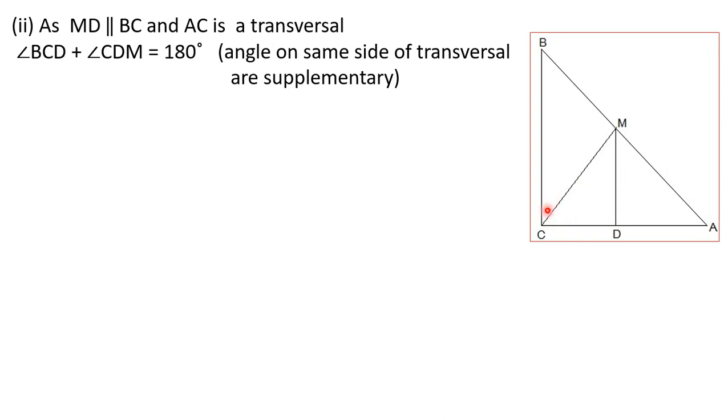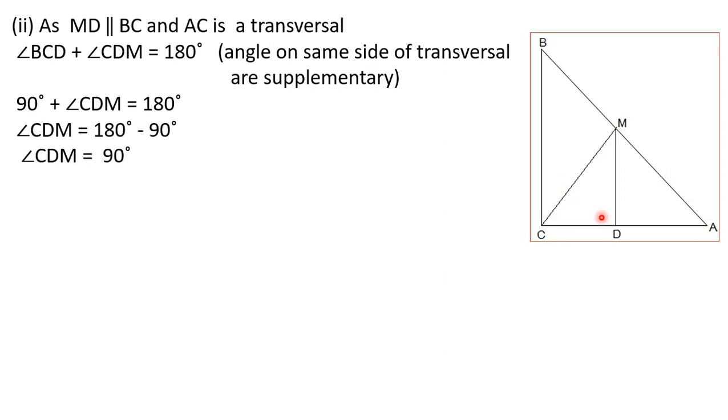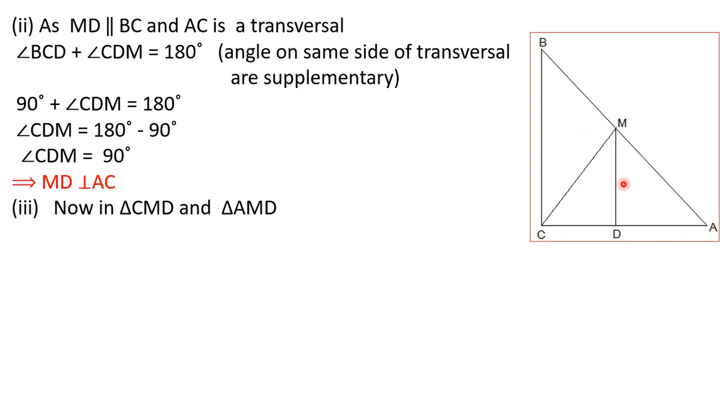Now as given, the triangle ABC is right angled at C, so angle C is 90 degrees, plus angle CDM, this angle D, is equal to 180. So we get angle CDM is 90 degrees. Then, if the line MD makes a 90 degree angle at point D, we can say MD is perpendicular to the line CA. So this proves the second part.